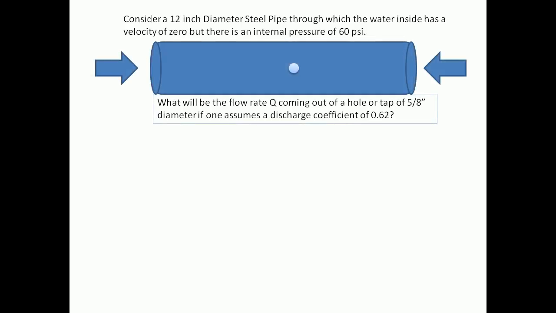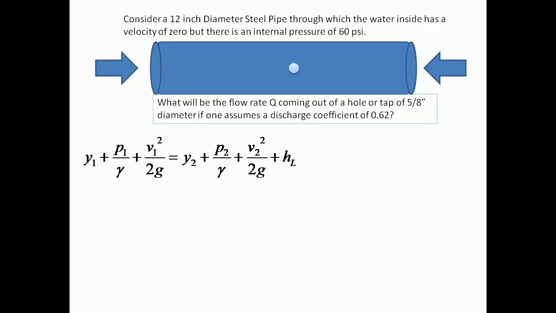Here's the problem statement. Consider a 12-inch diameter ductile iron pipe, through which water inside has a velocity of 0, but there is an internal pressure of 60 psi. What will be the flow rate, Q, in cubic feet per second coming out of that hole or tap of 5/8 inch diameter if one assumes a discharge coefficient of 0.62? And that discharge coefficient is just something that you multiply the velocity head by to get the loss of energy through the hole.